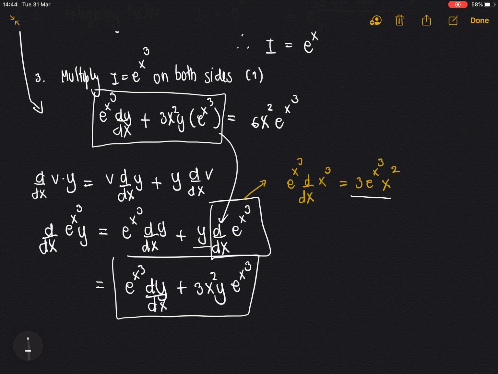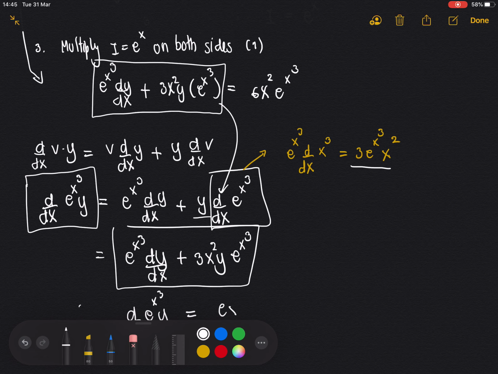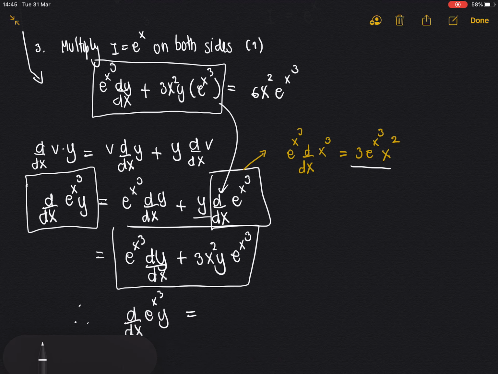Therefore, the left hand side of the equation is equivalent to the product rule between the integrating factor term and the y term with the differentiation sign. So on the left hand side of the equation, you will have d divided by dx of the integrating factor times y, and that's equivalent to 6 multiplied with x squared and the exponential of x cubed.